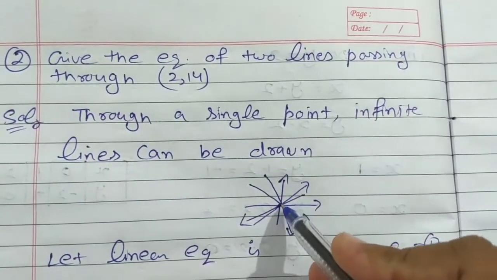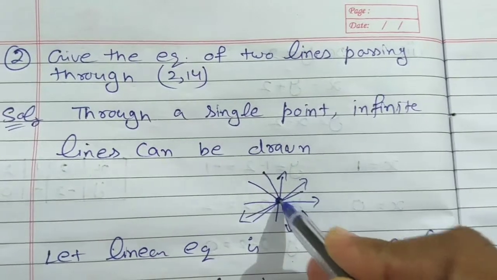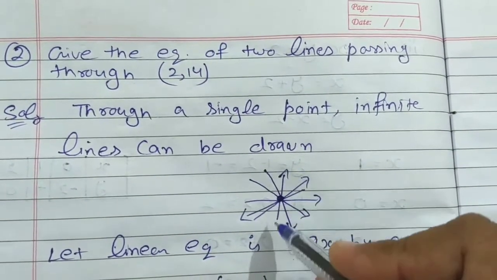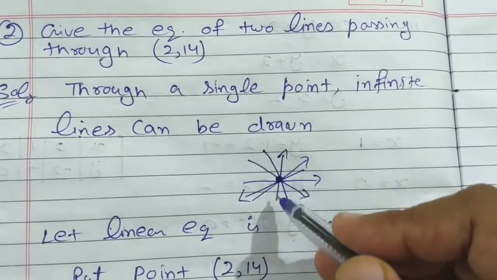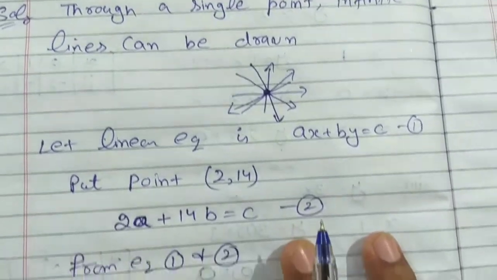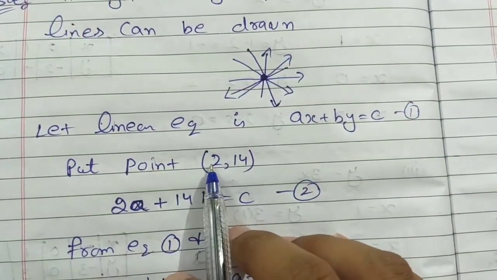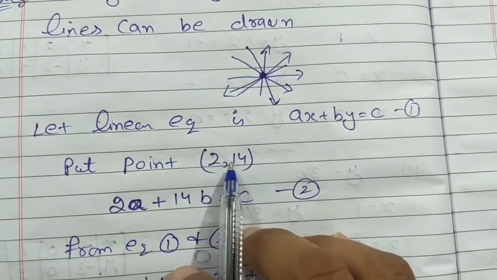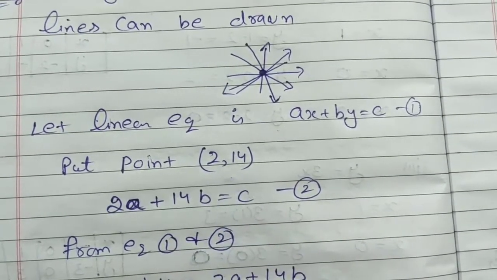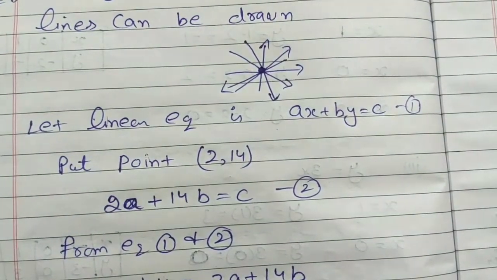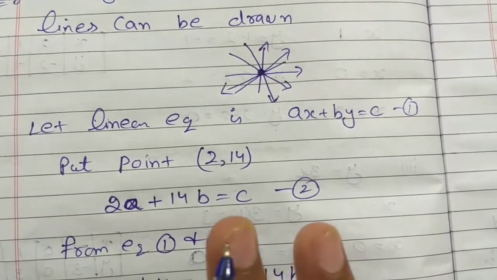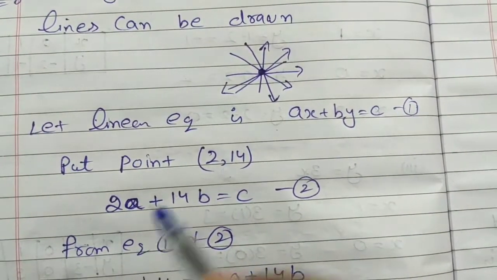You can easily see that if there is a point, you can draw infinitely many lines which pass through this point. So if we are given the points 2 and 14, we will get an infinite number of lines here, but we have to find just two lines. So how can we find them?